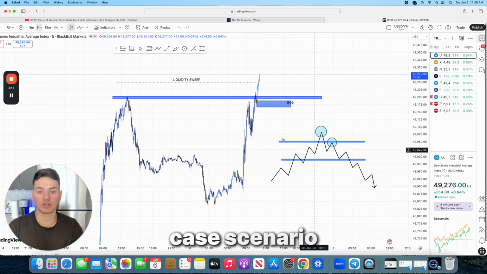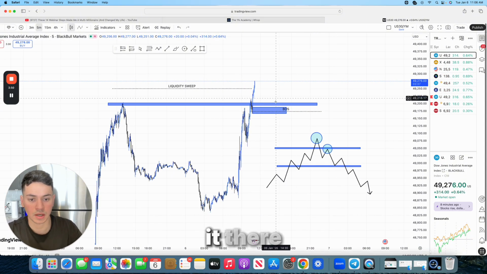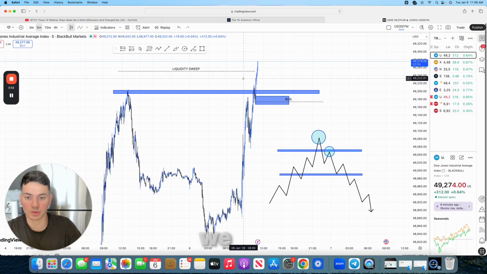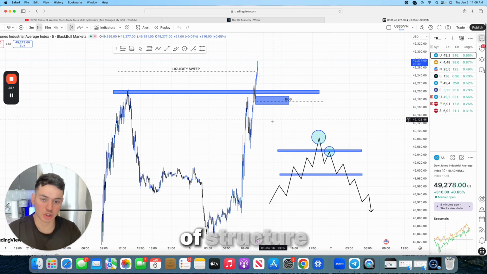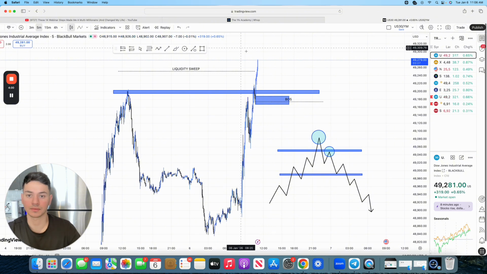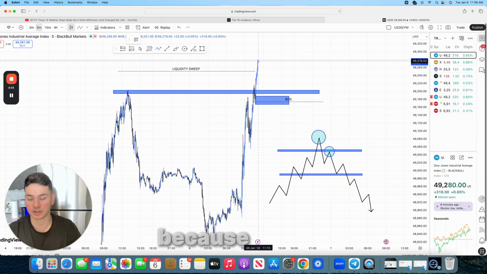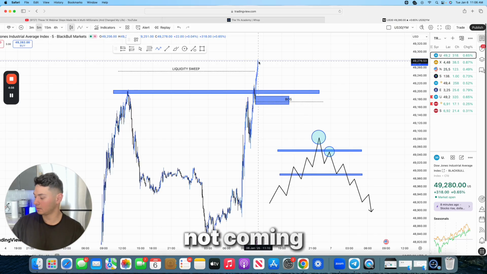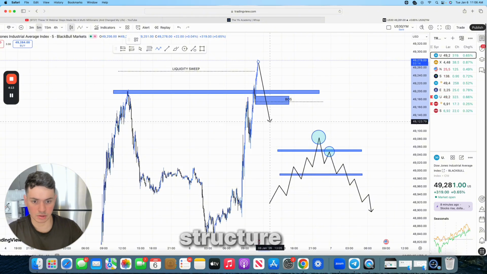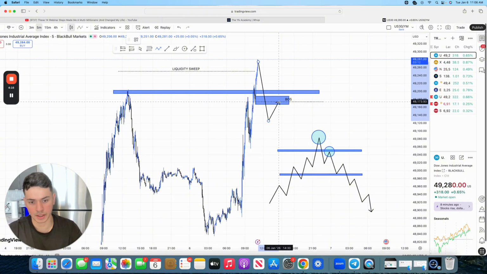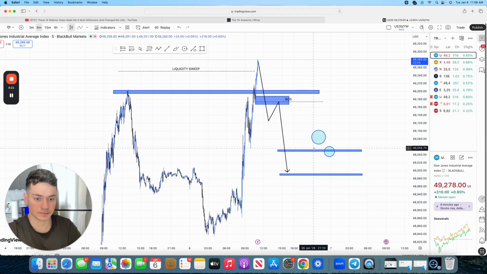In this case scenario, I'm going to explain it here right now. Let me delete all of this. Well, I'm going to leave it there. We have identified the liquidity sweep. This is liquidity. We have the break of structure, or where we'll be taking the trade. I would enter this trade later today, obviously not right now, because the market is moving and it's not coming back. So I would take the trade once we break the structure to the downside, come back and retest the break of structure, and then this would be my first target.